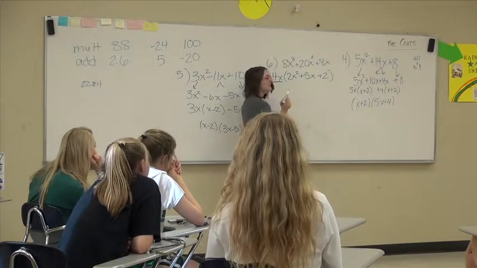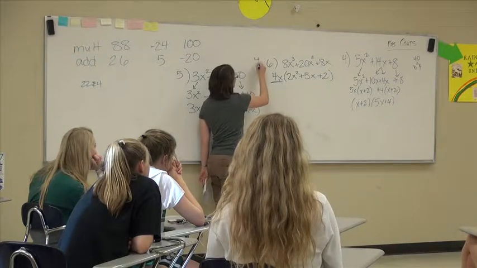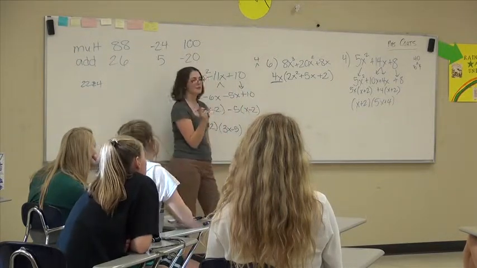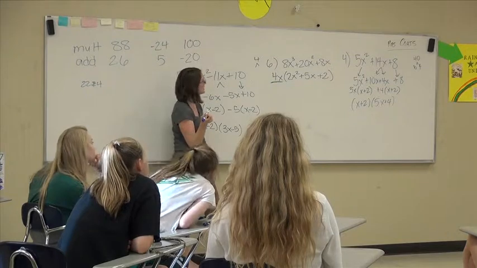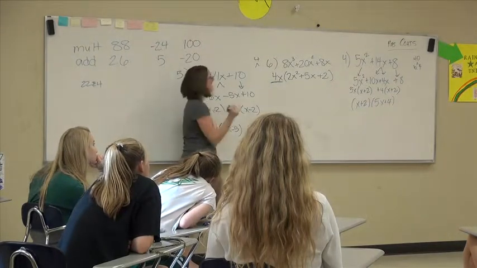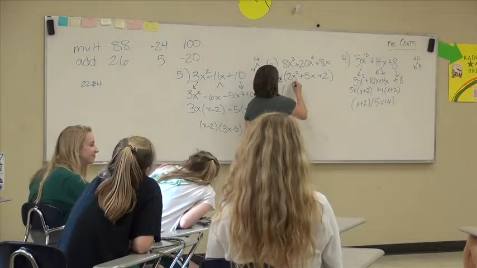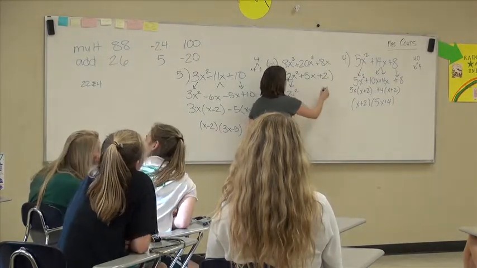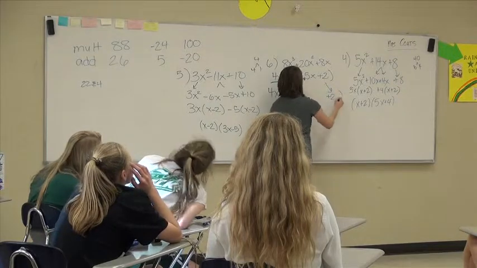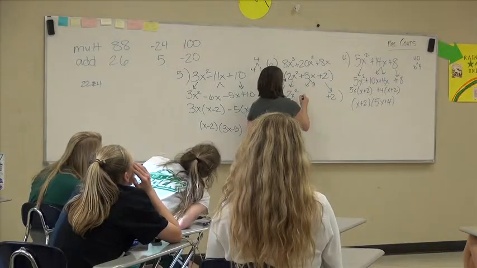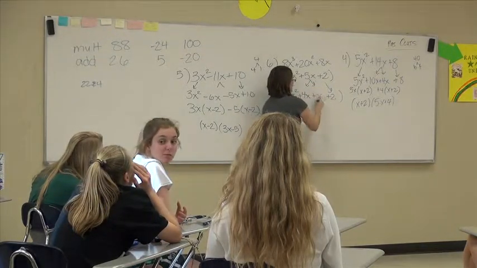4. Yeah, so A times C is 4. And so we want numbers that multiply to 4 but add to 5. Add to 5, so 4 and 1. Great. Okay, so we're keeping that 4x. This comes down. Last one comes down. And we know this one split into positive 4x and positive x.